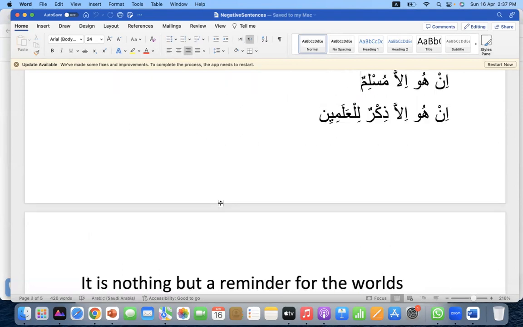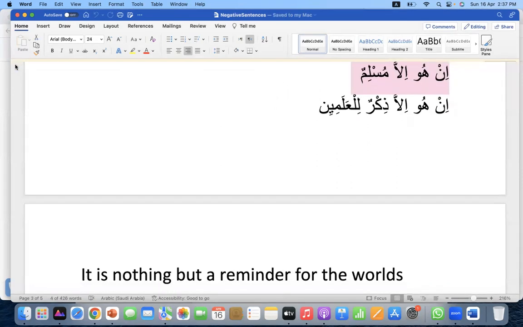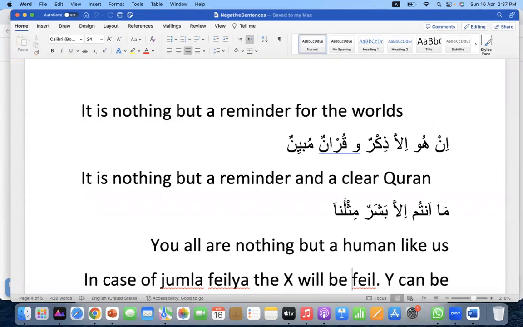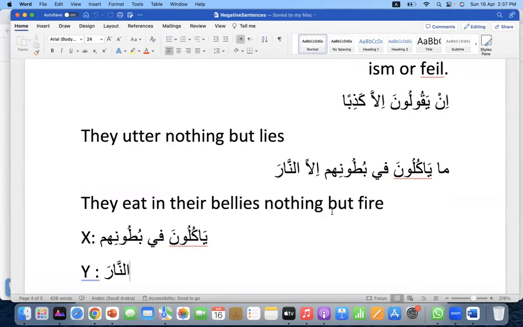One more example here. In huwa illa muslimun, he is nothing but a Muslim. This is more emphatic than ma illa. One more is in huwa illa dhikrun lil alameen. It is nothing but a reminder for the worlds. Ma antum illa basharun mithluna. So you are nothing but a human being like us.